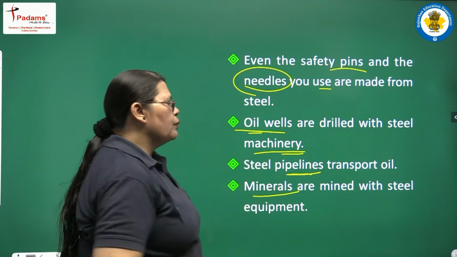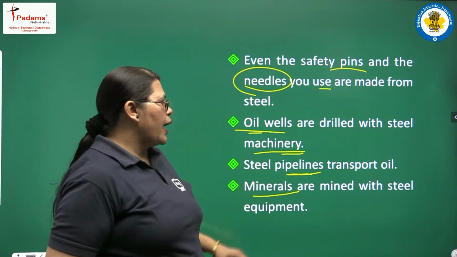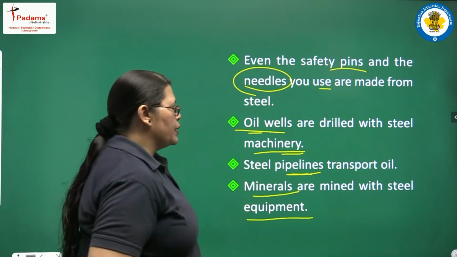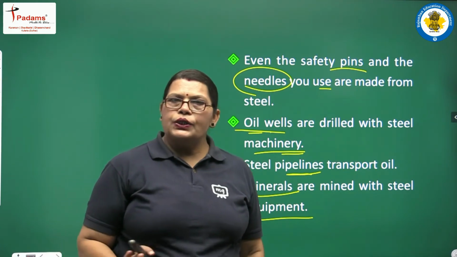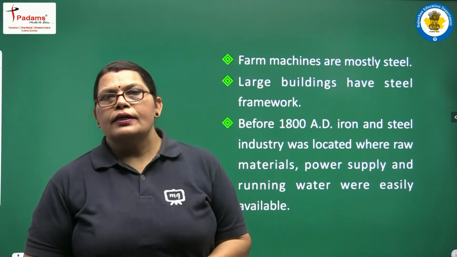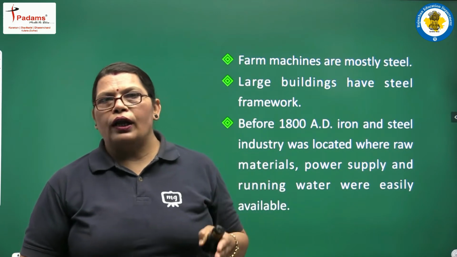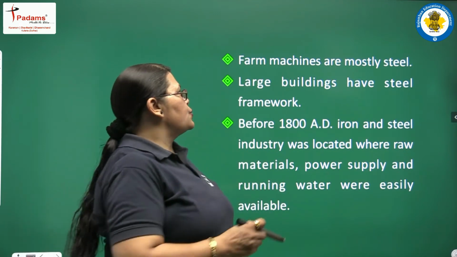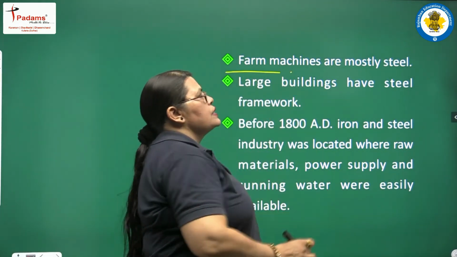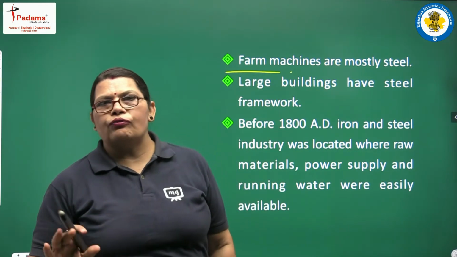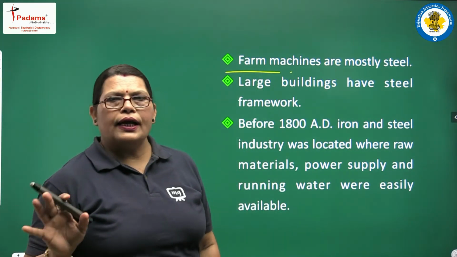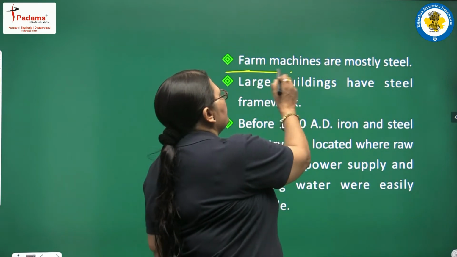When we are talking about minerals, minerals are mined with steel equipment. So, the concept is clear to all of you about steel, about the different alloys added in steel, and the steel industry itself produces raw material for other industries also. Okay, everything is clear to you.